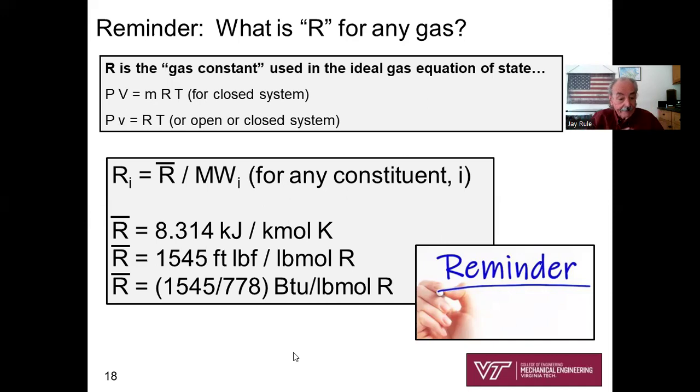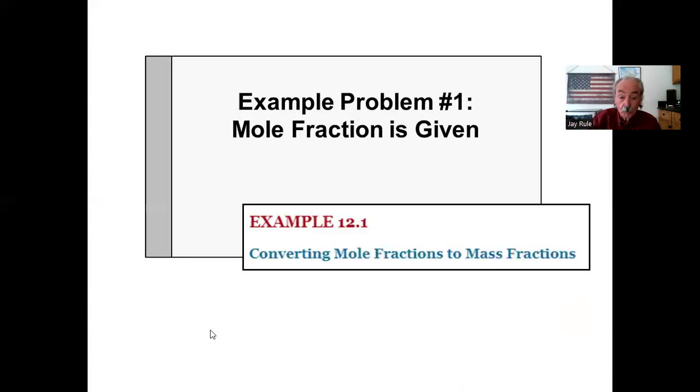Can I remember that? I hope that you've committed to memory at least the first two. R bar is 8.314 kilojoules per kilomole degree K, and R bar also equals 1,545 foot-pounds force per pound mole degree R. And then you're in good shape to start solving these problems. I think that's the end of our crash course.